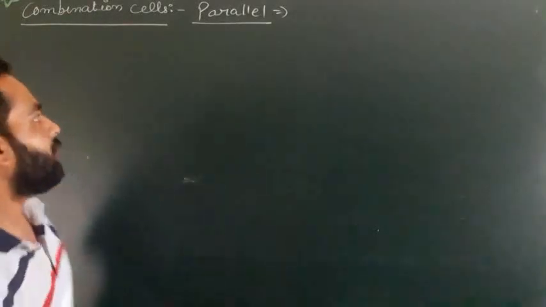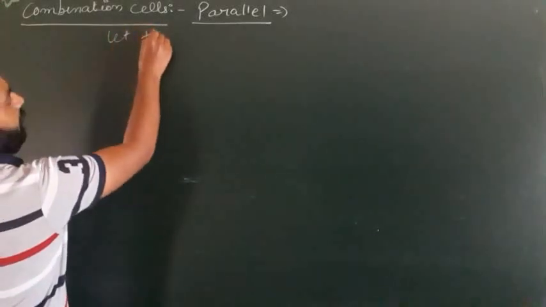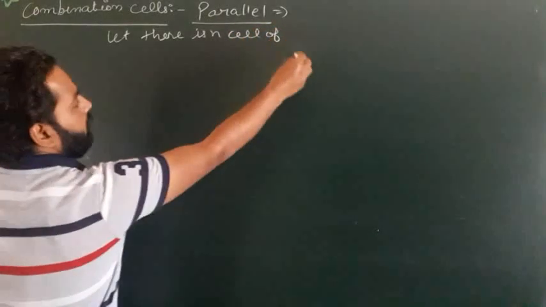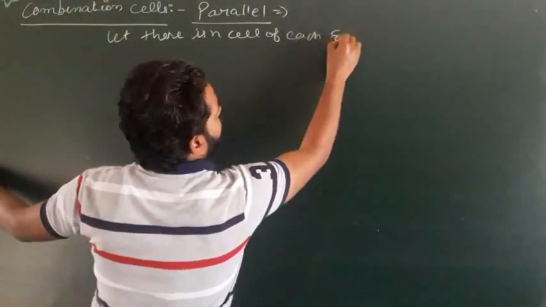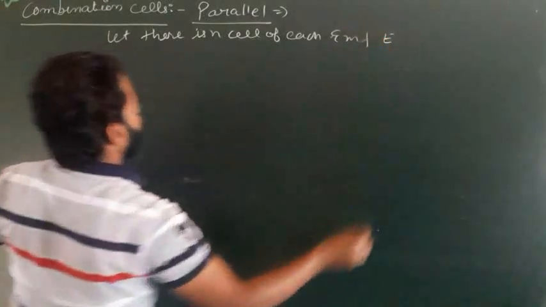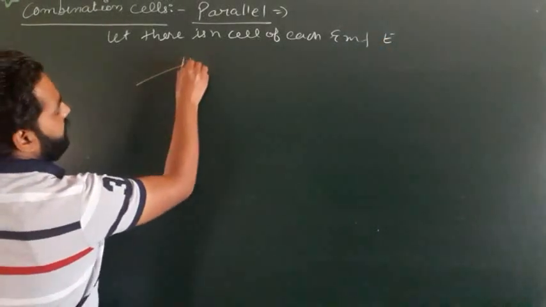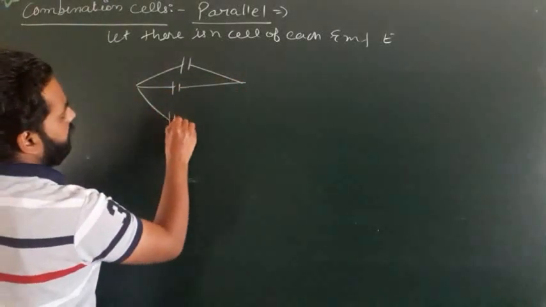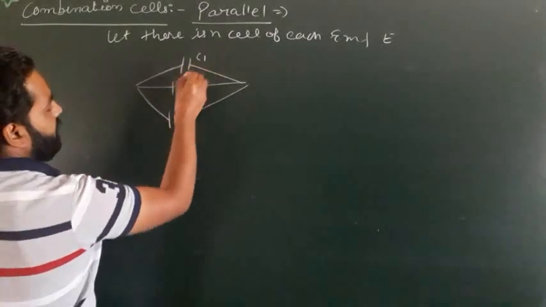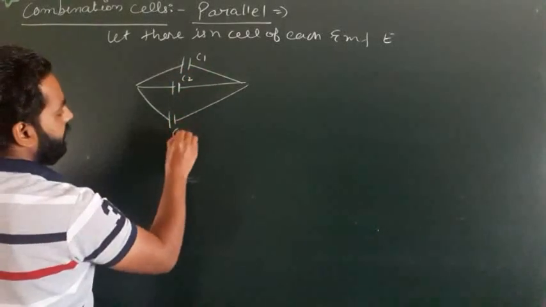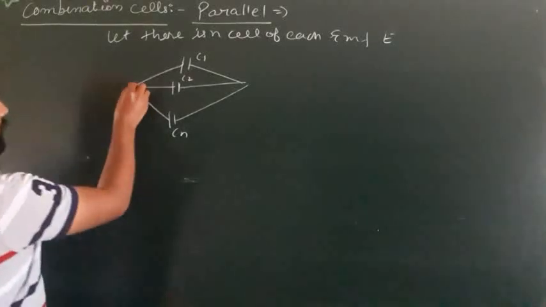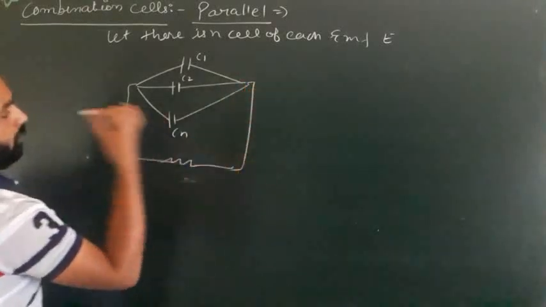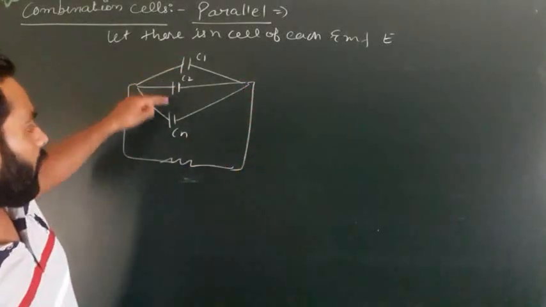So first, let there be n cells of each EMF E. Now we draw a diagram. For example, this is the first cell C1, this is the second cell C2, and that is Cn, the nth cell. And all these are connected with an external resistance R. So there are 1, 2, up to n.